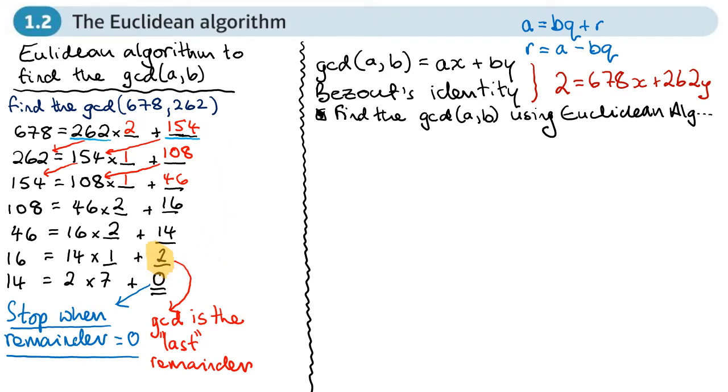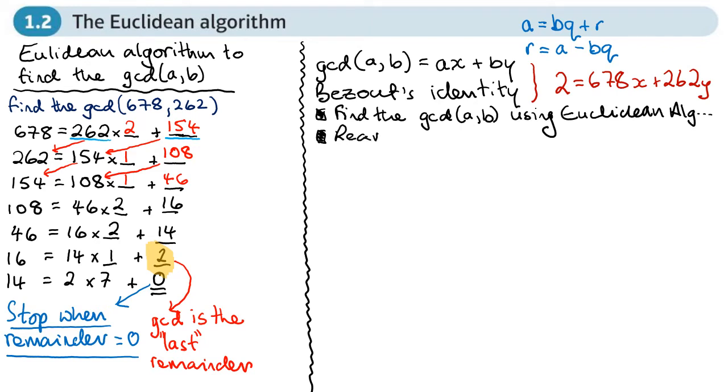Once we've done that, the first thing that we do is we're going to use this step here as our starting block. This is where we got the greatest common divisor from, and we're going to rewrite this. This is like this, isn't it? A equals BQ plus R. So I can rearrange it and write R, or 2, is equal to A, which is 16, minus BQ, 14 times 1.